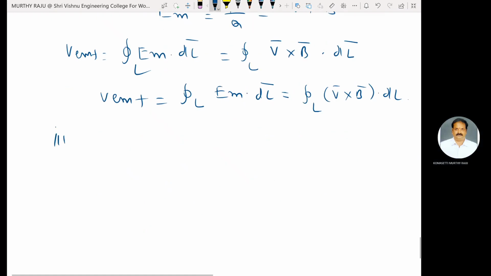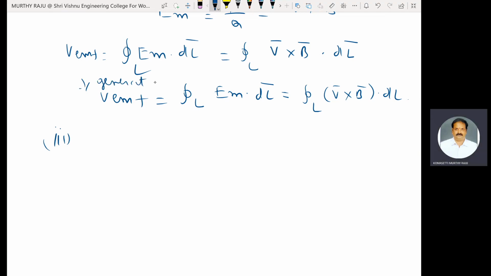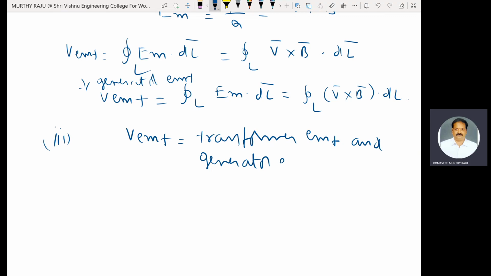In case 3, the magnetic flux density is also varying with time. The induced EMF is a combination of a transformer EMF and a generator EMF. This is the generator EMF, and the first one is the transformer EMF. In case 3, the magnetic flux density is also varying with time, then the induced EMF is the combination of transformer EMF and generator EMF.